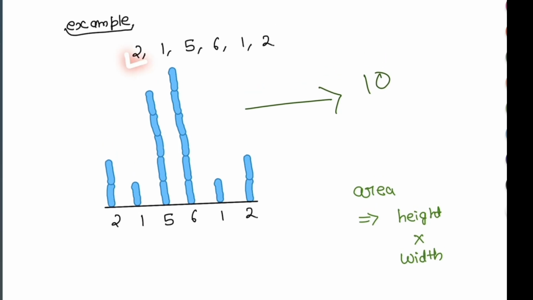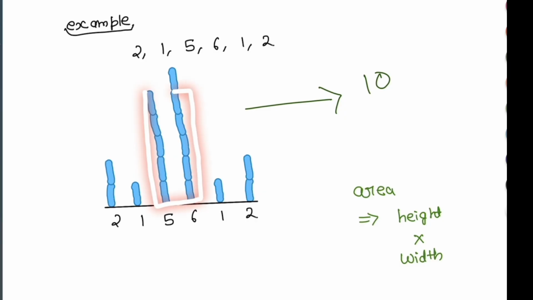So let us say the heights of different bars in a histogram are given as 2, 1, 5, 6, 1, 2. These are the different heights: 2, then 1, then we have 5, then 6, then 1, and then 2. Every bar has a width of 1 and the height is given in the input. Now one of the rectangles which we can create for this particular example is this one.